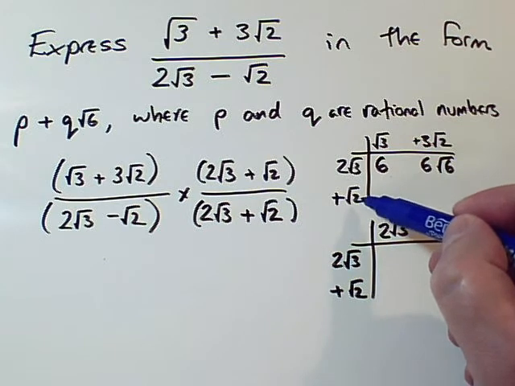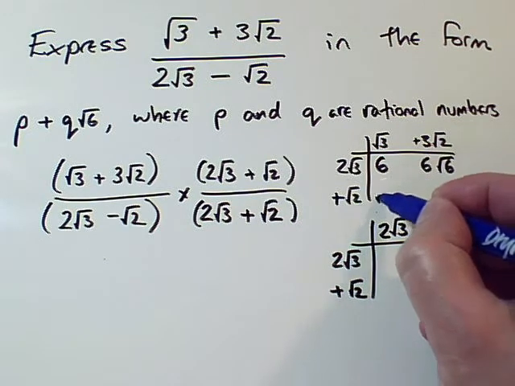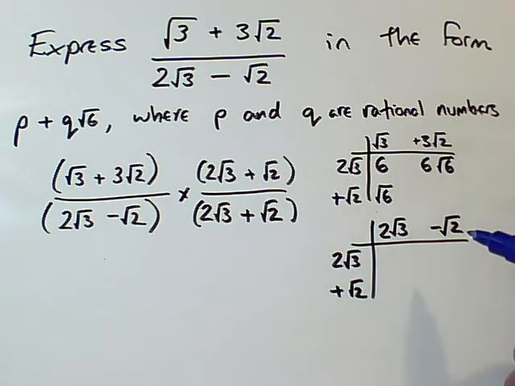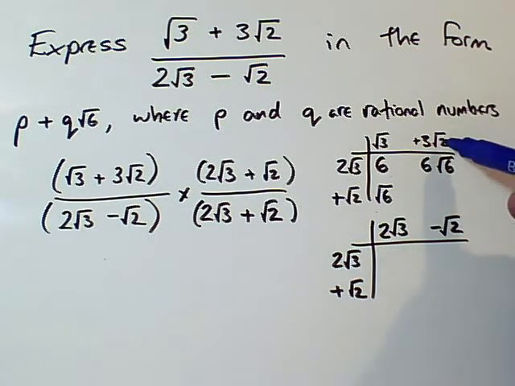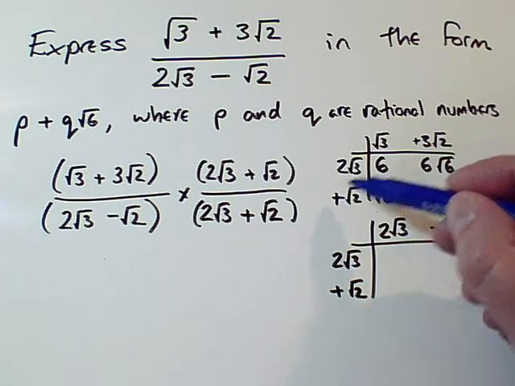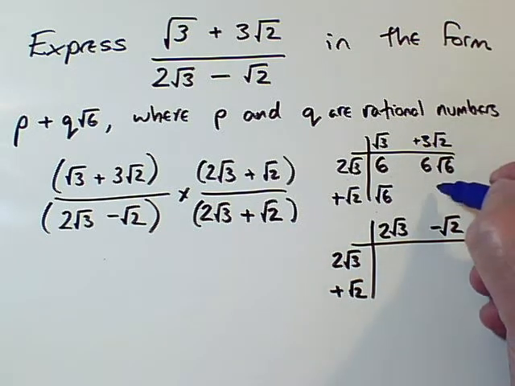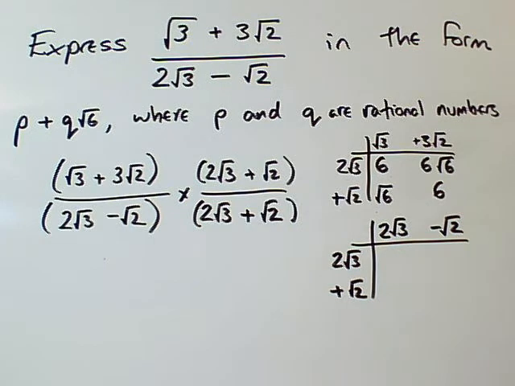Down here, this is simple. The square root of 2 times the square root of 3 is just the square root of 6. And then in this corner, root 2 times root 2 is just 2. And I've got plus 1 times plus 3. I've got 3 times 2. So I'm going to have 6 down here.